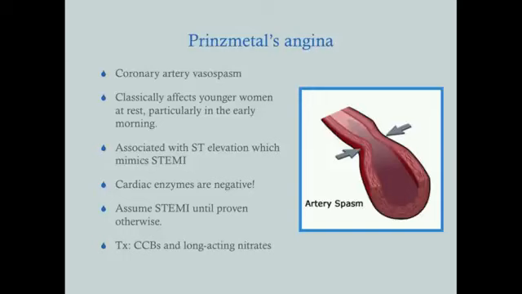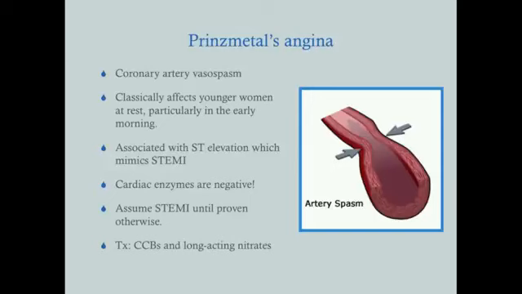So classically, Prinzmetal's angina affects younger women. It tends to be at rest. A lot of times the cases will show up in the morning. Not really exactly sure why that is, but you'll see that come up. These are younger patients, usually 30s, 40s, 50s, not the age range that you expect to see heart attacks in. But you always have to assume that this is a heart attack.